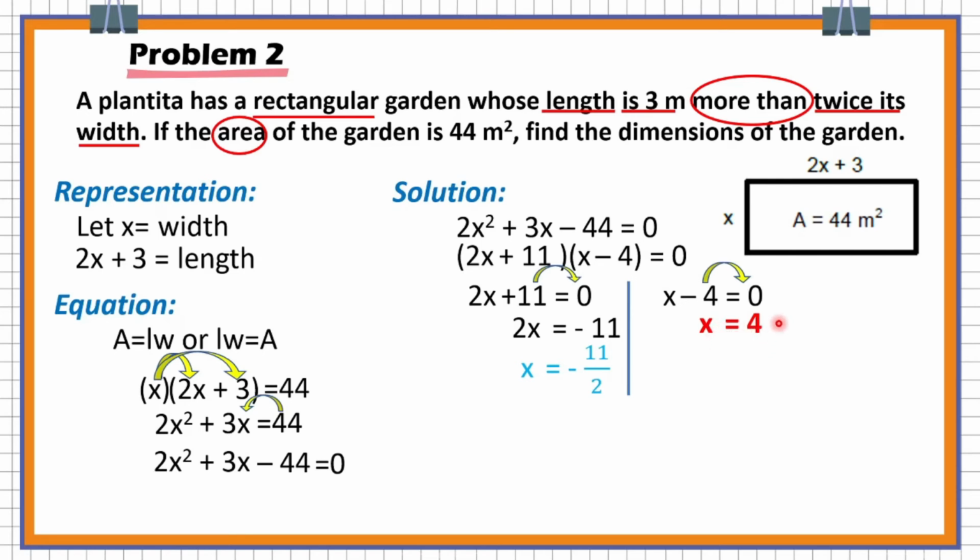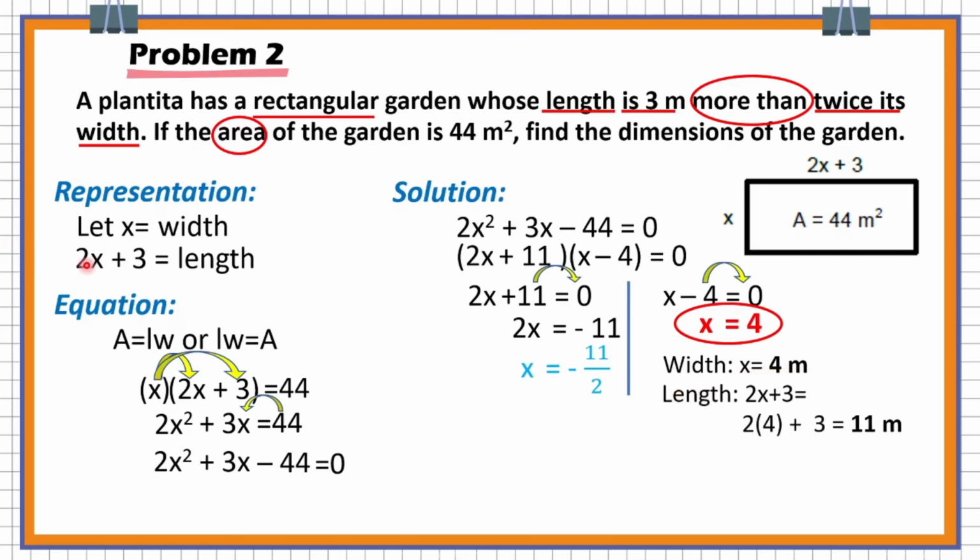So, tignan natin itong x is equal to 4, isa-substitute natin sa given representation, which is yung width natin is x. So, magiging 4 meters siya. Ang ating length naman, we have 2x plus 3. So, isa-substitute natin yung value ng 4 dito sa x. So, magiging 2 times 4 plus 3. So, 2 times 4 is 8 plus 3, that is 11 meters. So, ang ating width represents 4 meters and our length represents 11 meters.